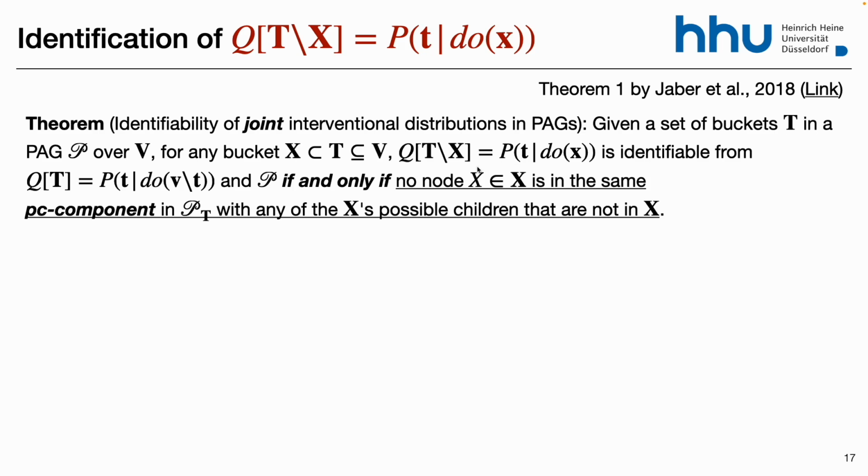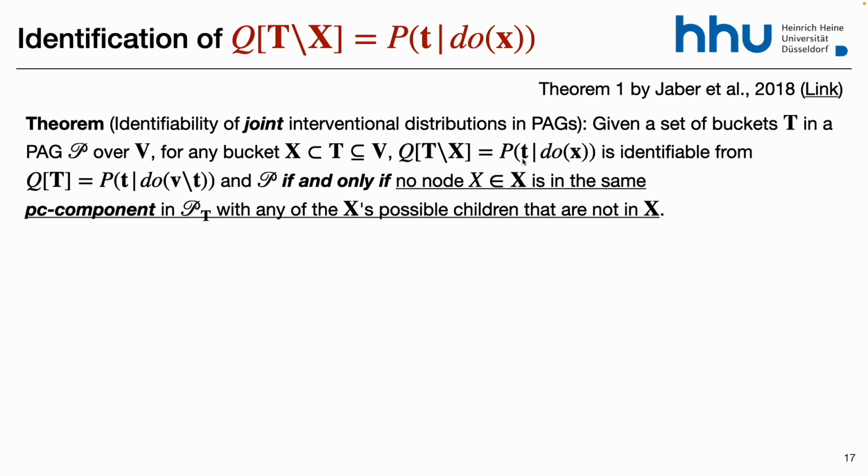First observation here before I continue is that the do has to be on a bucket. It cannot be on a variable that's not in a bucket, because you cannot identify if you have a circle component, several variables connected by circle edges. You cannot identify any of them if they are not together, basically because you don't know if this component is confounded. It could be confounded, and then just that edge is never identifiable. But the bucket can be identified together. So X is always a bucket. That's the first observation.